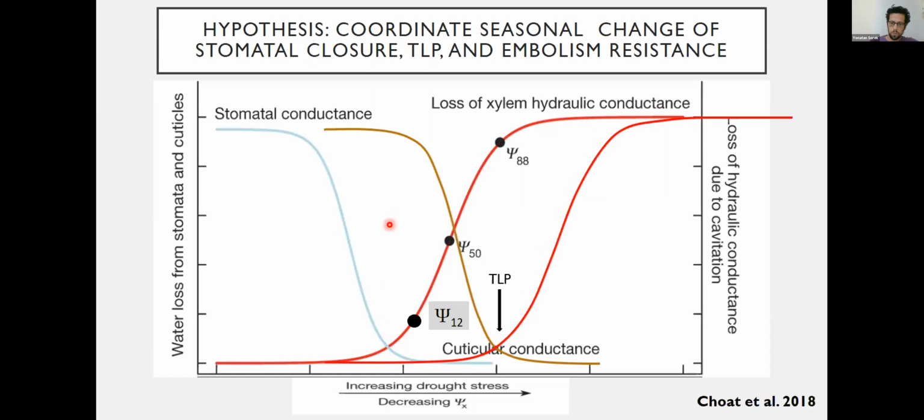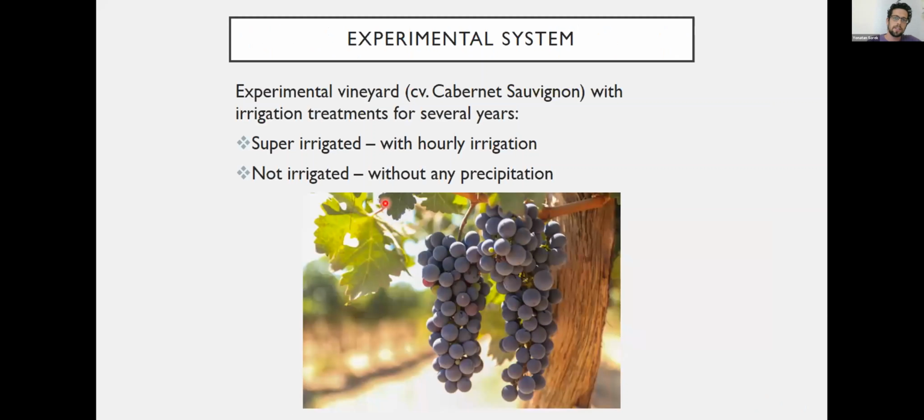This strategy allows the plant to sustain a drier environment towards the end of the season. To do that, we collaborate with our friend, Dr. Isha Netzer from Ariel University. He had an experimental vineyard with irrigation treatments for several years. So today I want to show you just two treatments: the super irrigated with hourly irrigation every day, and the no irrigation treatment without any precipitation all the season.